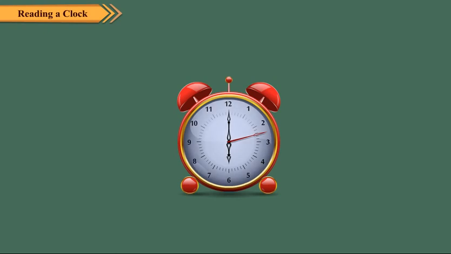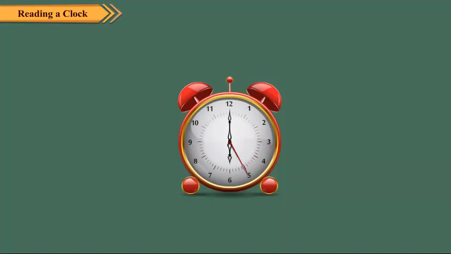The face of the clock is called its dial. On its dial, numbers from 1 to 12 are marked at equal intervals. It has 3 hands. The longest hand is called second hand. It moves the fastest. It completes 1 round of the dial in 60 seconds or 1 minute. So 60 seconds is equal to 1 minute.